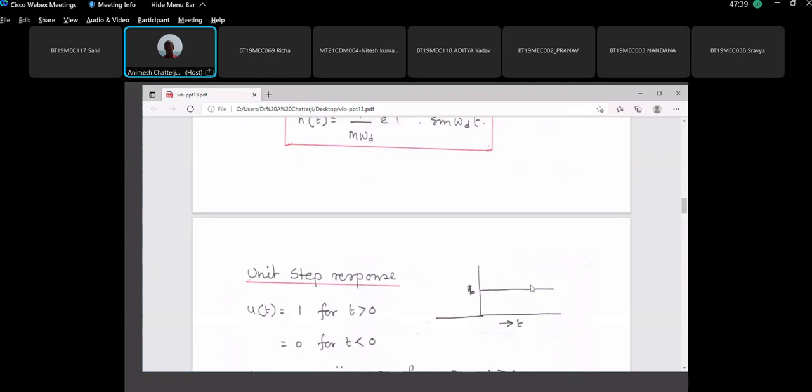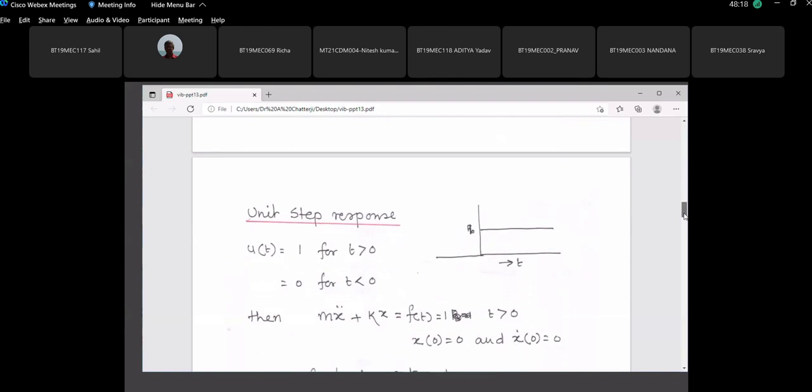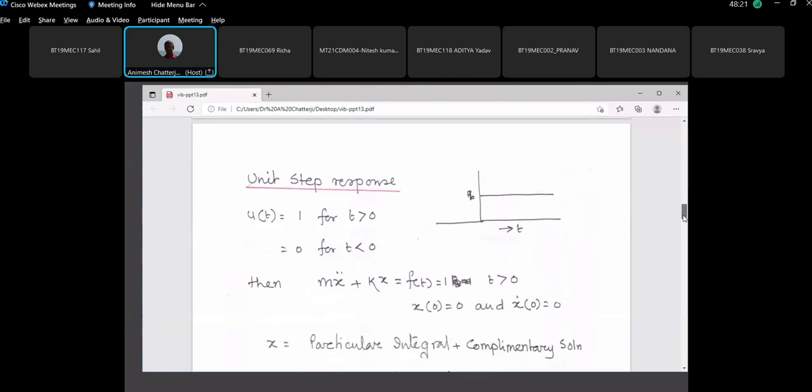Please remember one thing: the initial conditions will still remain. x(0) is 0, x dot (0) is 0, because it is not impulse. The force remains. So how do you answer it? I'm giving you a little more time. Some hint comes here. This is the hint. The last line is the hint.